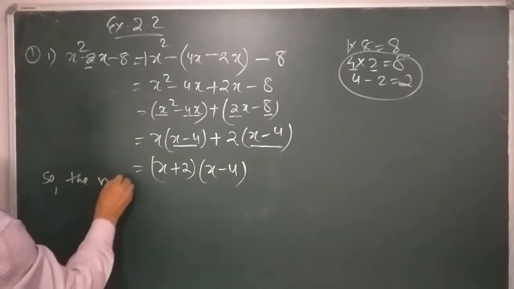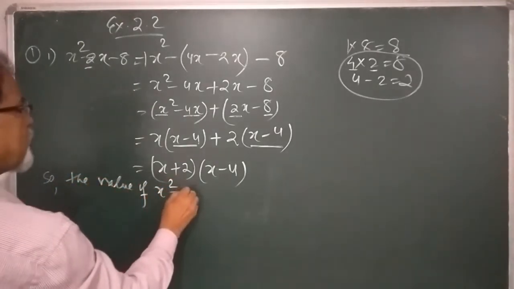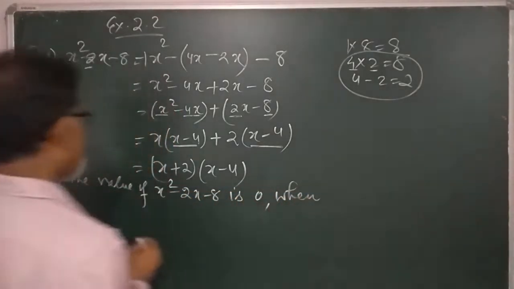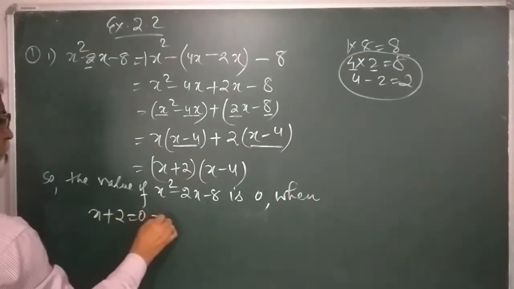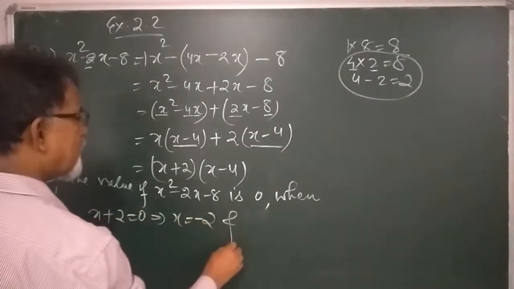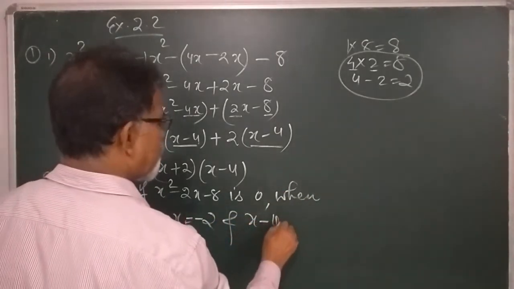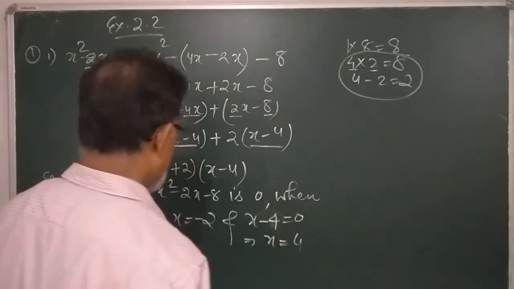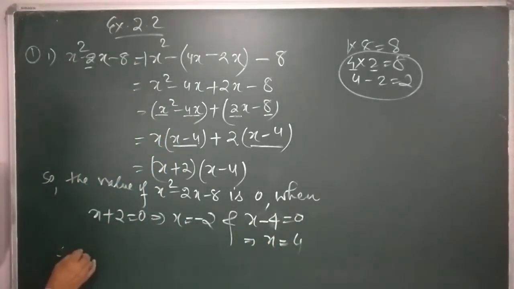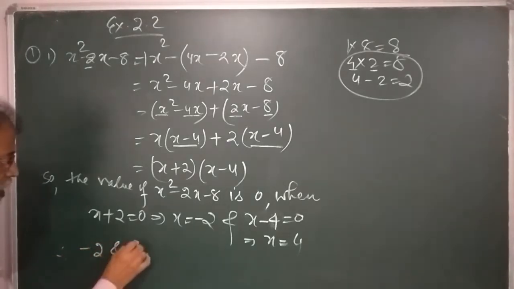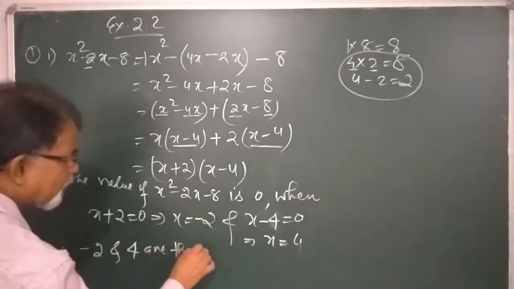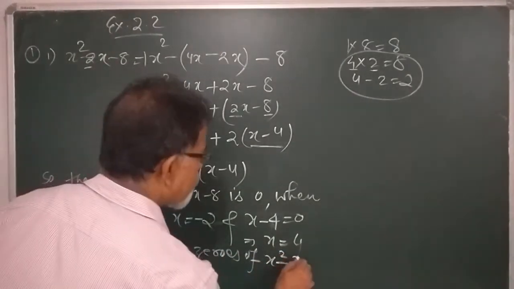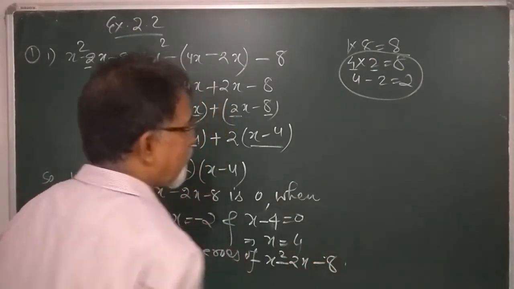The value of x square minus 2x minus 8 is 0 when x plus 2 equals 0, which implies x equals minus 2, and x minus 4 equals 0, which implies x equals 4. And therefore, minus 2 and 4 are the zeros of x square minus 2x minus 8.